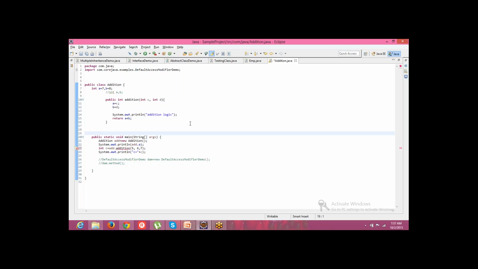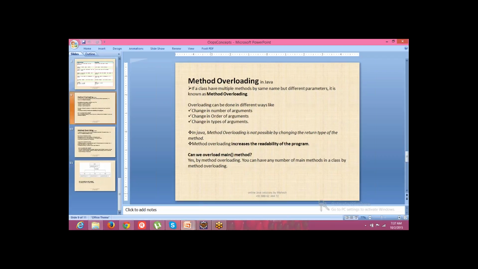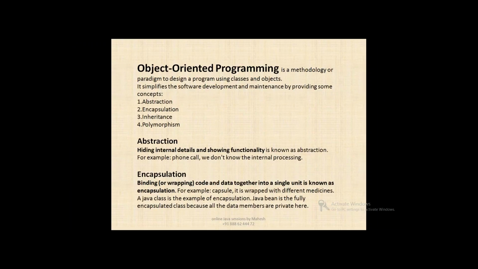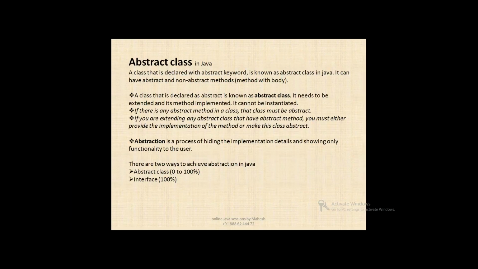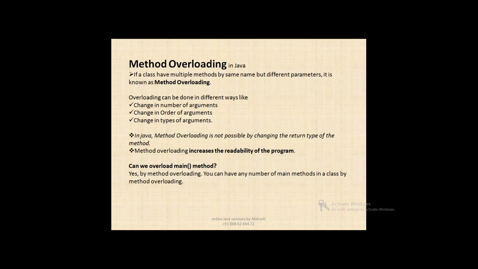So what does overloading mean? Where exactly can we see overloading, and how do we implement it in a program? That we are going to see now. I hope you understood the example, right? Let me take you through the slide. Method overloading in Java: if a class has multiple methods with the same name but different parameters, it is known as method overloading.